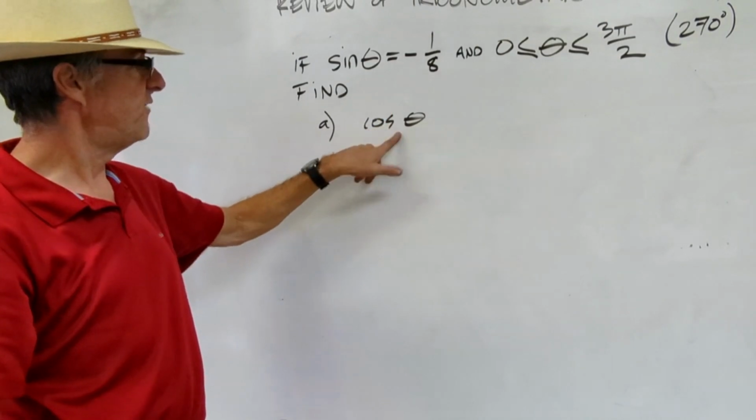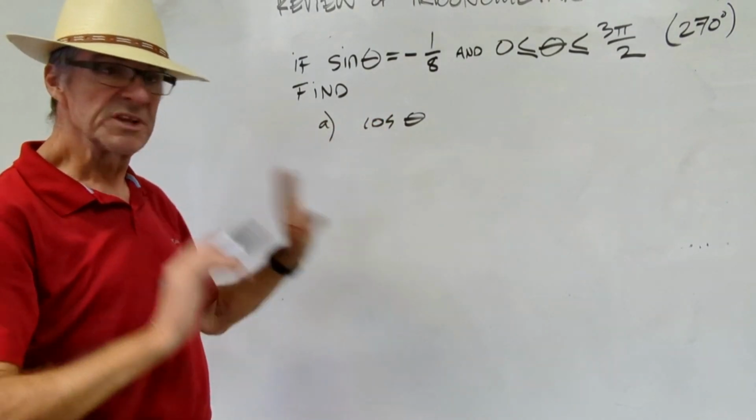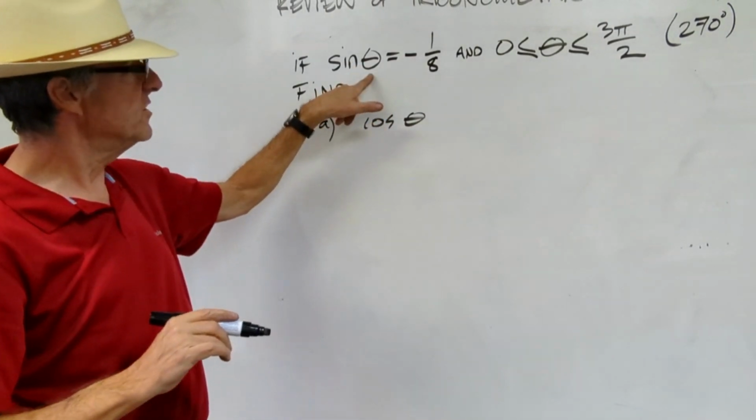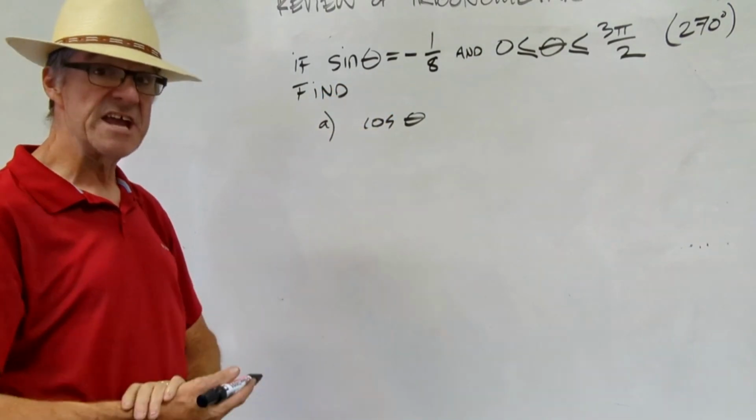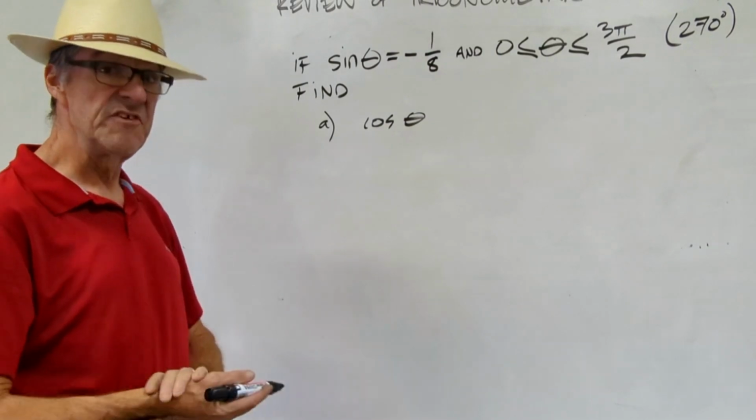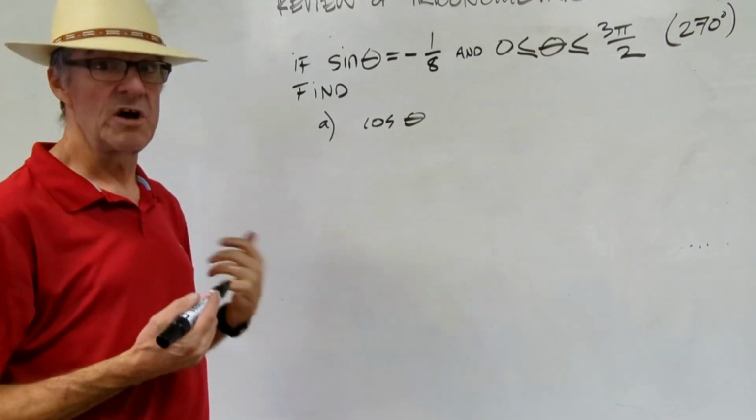Now we're being asked to find cosine theta. So this is really straightforward. If I have a value for sine, I can find what cosine is. I can use the Pythagorean identity. So go ahead, pause the video, do your plug-in step, and solve this one.